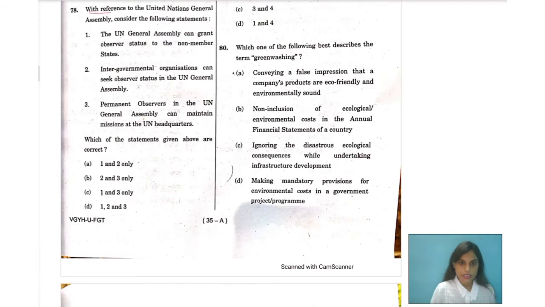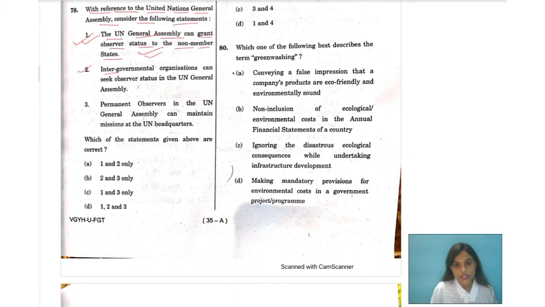Now the next question, that is question number 78, says, with reference to the United Nations General Assembly, consider the following statements. The first one says, the UN General Assembly can grant observer status to non-member states. Over here, why? Because the United Nations General Assembly may grant non-member states, international organizations, and other entities permanent observer status. So this one is correct. Number 1 is correct. Let's move over to number 2.